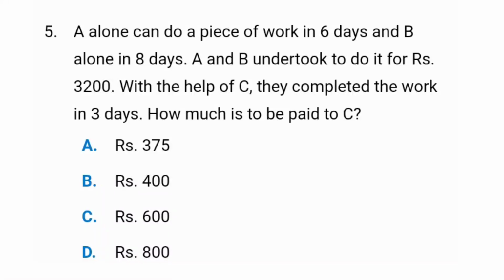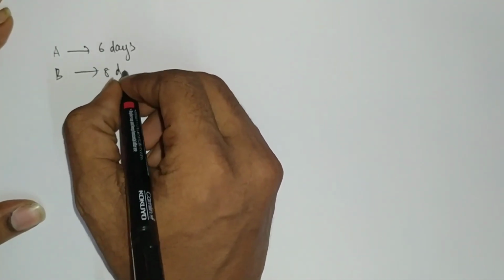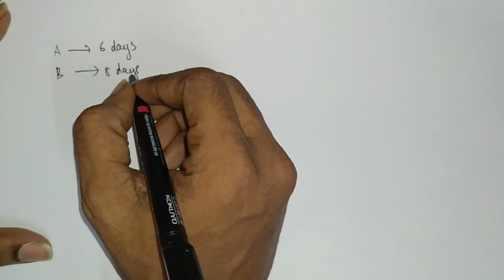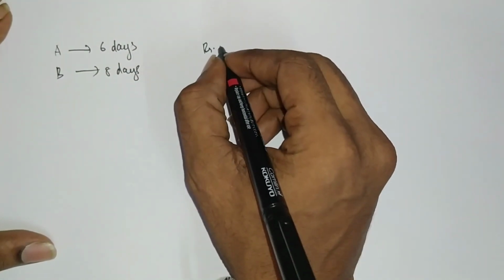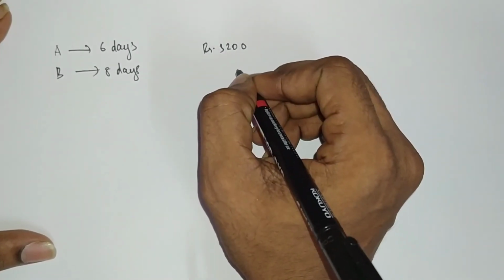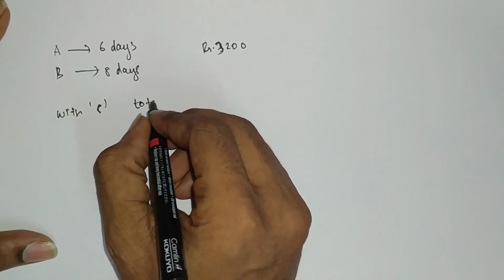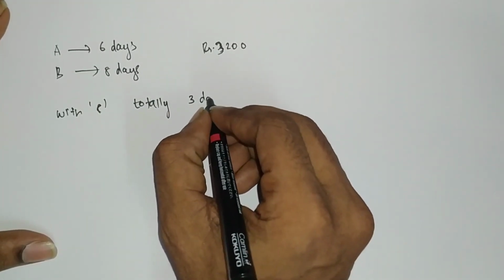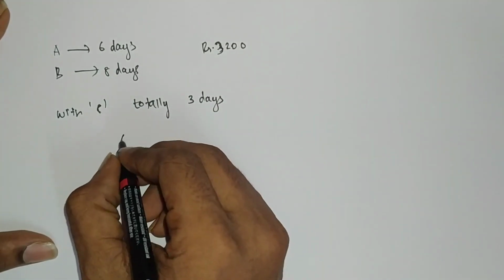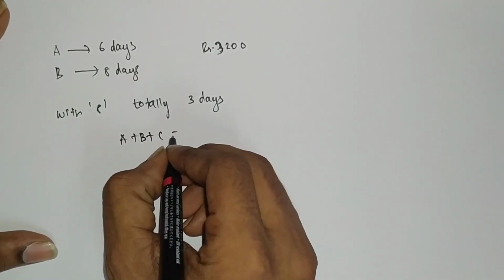A can do a work in 6 days, B can do it in 8 days. They took the work for 3,200 rupees. With the help of C, they completed the work in 3 days. So how much is to be paid to C? In problems like this, the work done is directly proportional to the wage. Given that A can do a work in 6 days and B in 8 days. They undertook the job for rupees 3,200. With the help of C, they can complete the work in 3 days. So A plus B plus C, together they can do the work in 3 days.